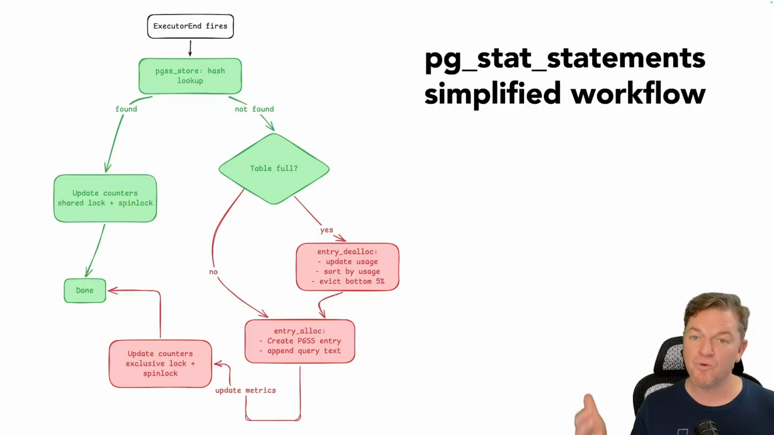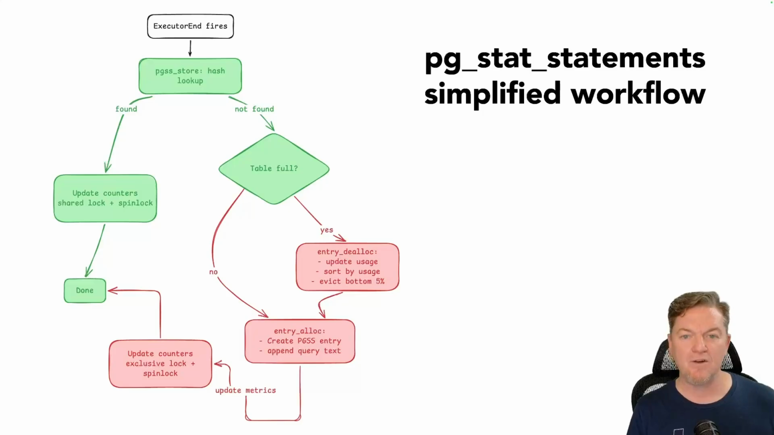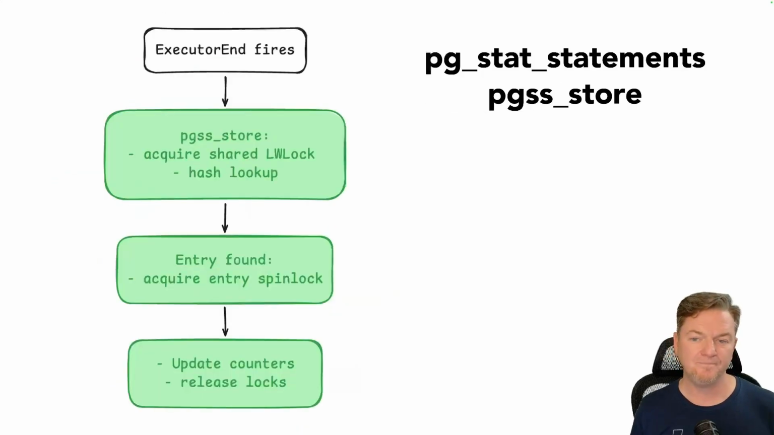If the table is full, now we have to deallocate, we may have to truncate the text file, then we still have to allocate a new entry because we freed up space, and then update the metrics and so forth. So you can see that if the table's full or you are churning through a lot of statements and often deallocating, this becomes a much longer process and you're doing it in a state of exclusive lock more often.